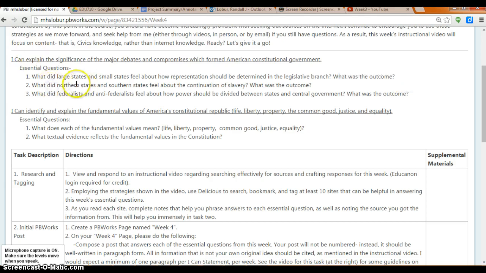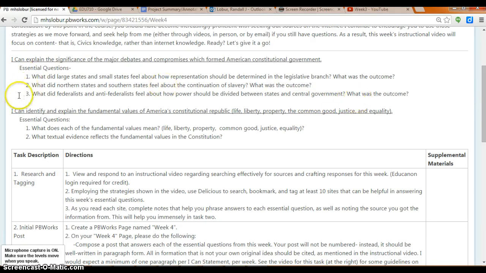And for number 2, you're dealing with the northern states and southern states and their opinions about slavery or the Three-Fifths Compromise that you'll need to go ahead and find the two sides of as well as give me the outcome. And you'll also need to find out about Federalists and Anti-Federalists and how they felt about how the government should be structured and what compromise, if any, they came to there.